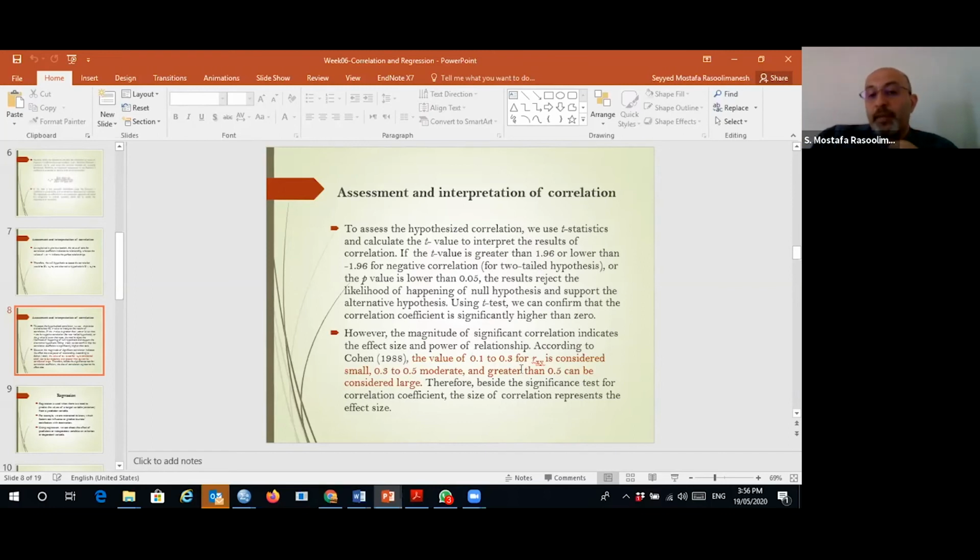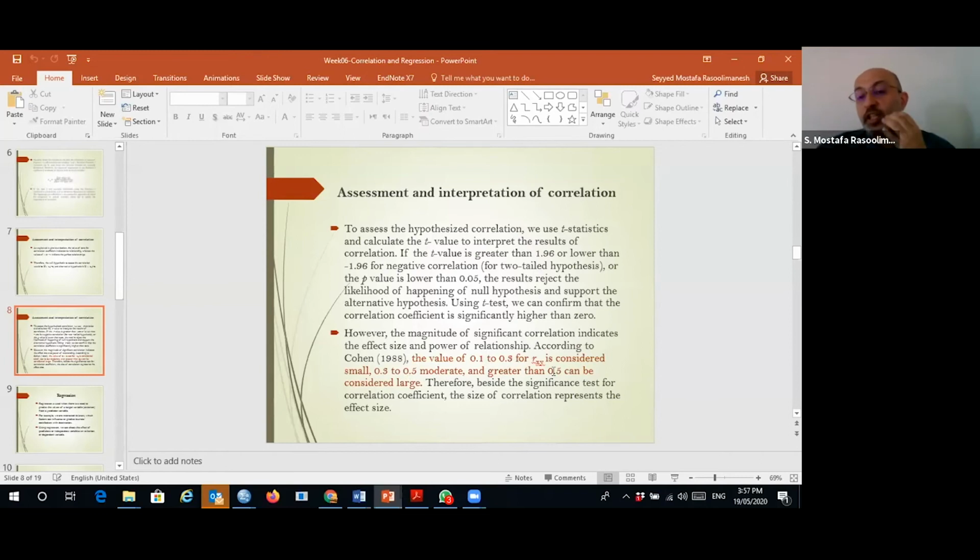Based on Cohen, for correlation, we don't have effect size, but for the value of correlation, we can interpret the size of correlation. If it's lower than 0.1, it is very close to zero, actually not acceptable. It means no correlation, the same interpretation as zero. If it's between 0.1 and 0.3 it is small, 0.3 and 0.5 is moderate, and higher than 0.5 is large.